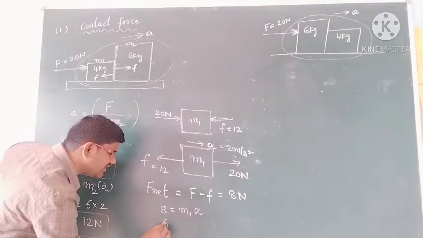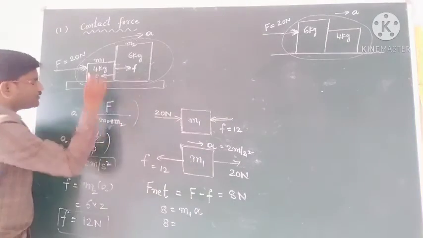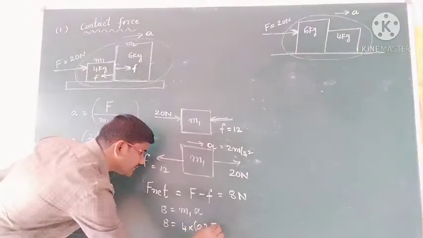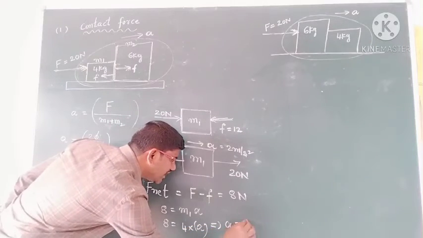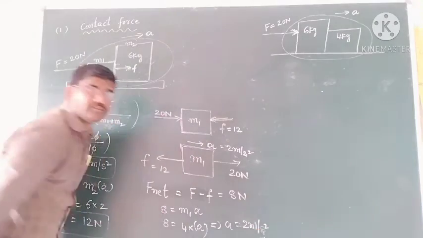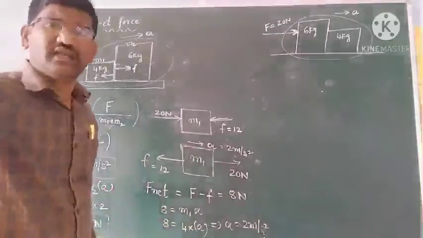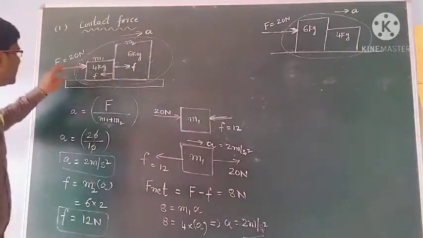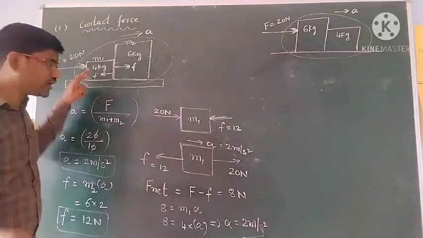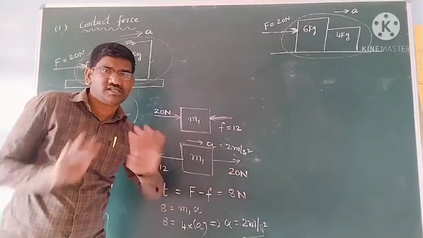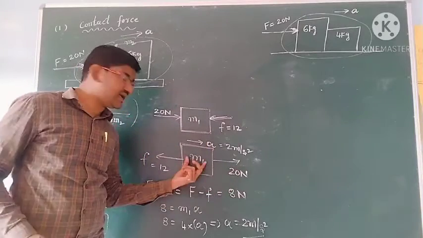So then 8 is equal to m1, which is 4 kilogram, times a. Then you will get its acceleration. So a is equal to 8 by 4. You will get 2 meter per second square. So we are getting an acceleration of 2 meter per second square. Means see, we applied 20 newtons on 4 kilogram. This 20 newtons is not totally accelerating this m1 mass.